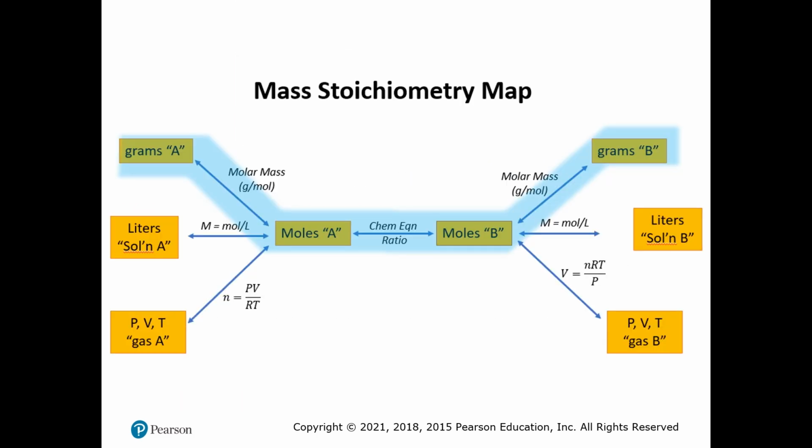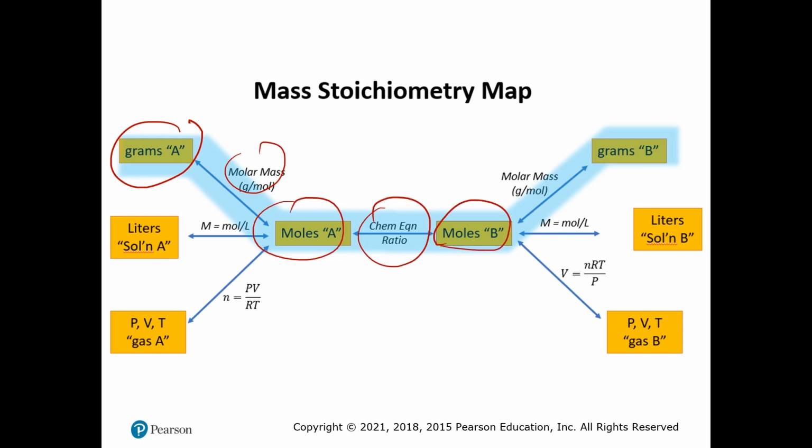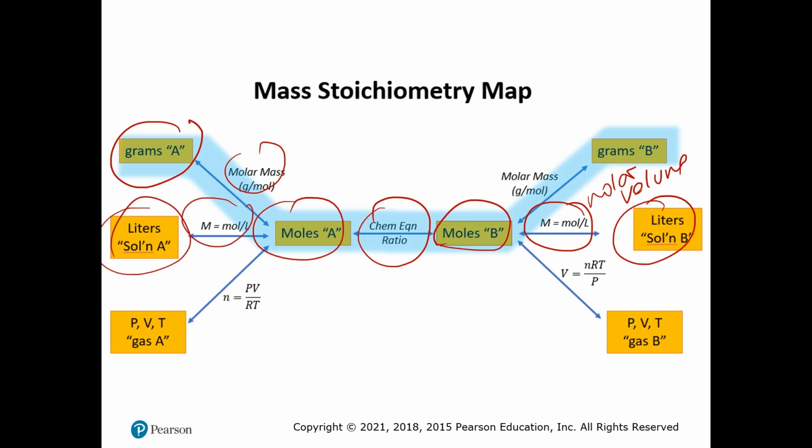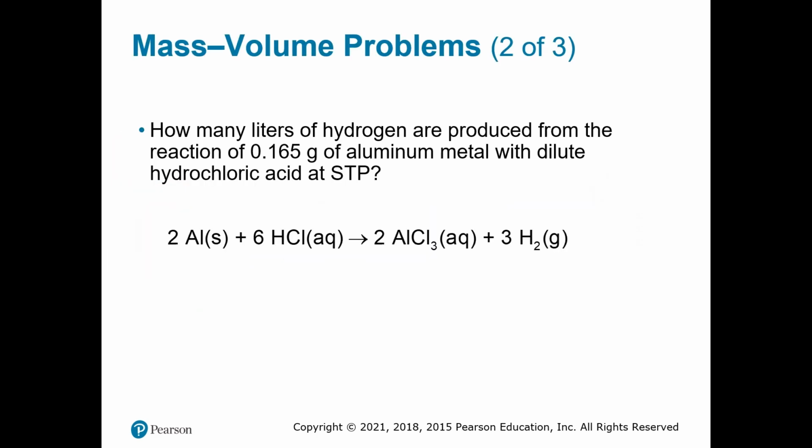So let's go to the map to calculate volume. If you start with grams, we need the molar mass to find moles, and then the chemical equation ratio to find moles of the product, and then again we're going to use the molar volume, right? And then we're going to find the volume of the product. If they give us the liters already, the volume, again we're going to use the molar volume because we need the number of moles, right? Then the chemical equation, and everything is the same. So just remember, we always start with moles.